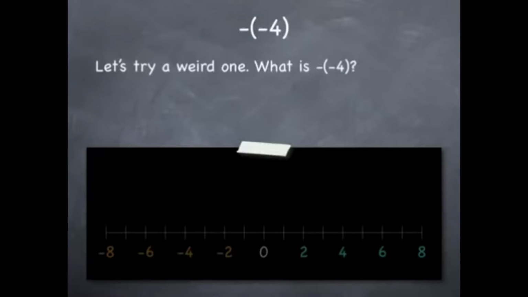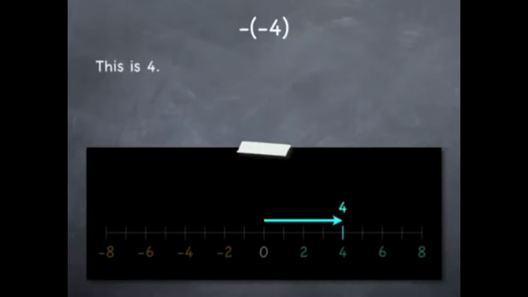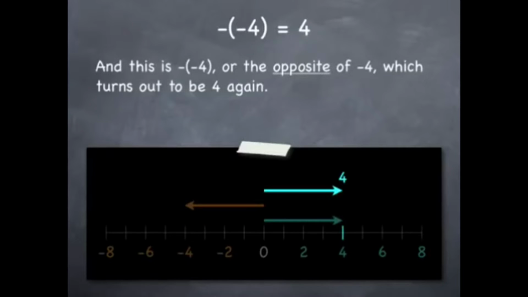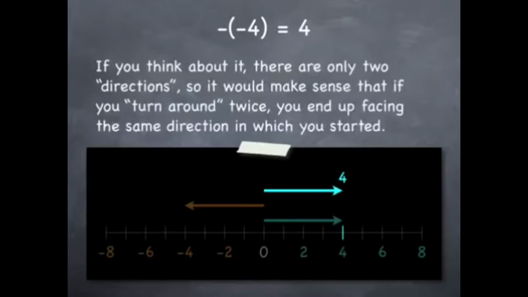What is negative 4? This is 4. This is negative 4, or the opposite of 4. And this is negative negative 4, or the opposite of negative 4, which turns out to be 4 again. If you think about it, there are only 2 directions, so it would make sense that if you turn around twice, you end up facing the same direction in which you started.